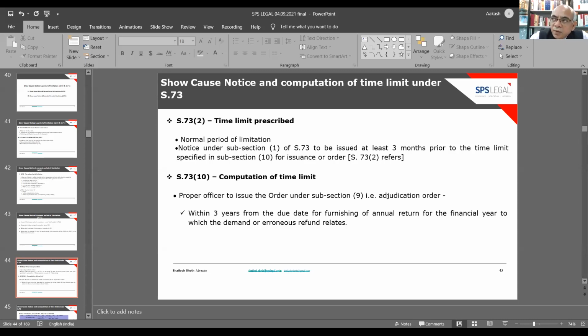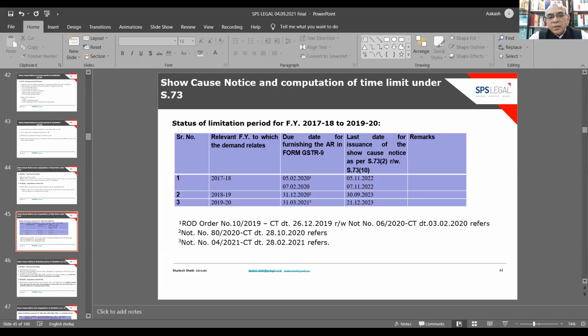So the time limit for passing an adjudication order is 3 years from the due date of furnishing the annual return for the relevant financial year. And it is keeping these 3 years in mind that the normal period of limitation prescribed is 3 months prior to these 3 years. In other words, a show cause notice has to be issued within 33 months by the proper officer. This period is extended under 74(10). Through a table, I have explained this.